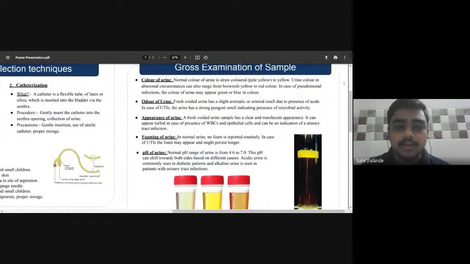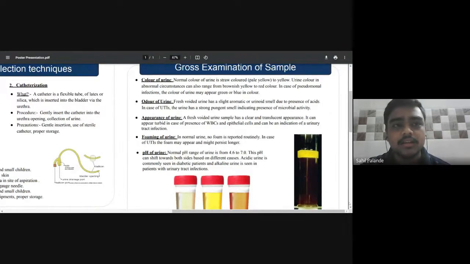My name is Sai Palande, roll number 7524, and I would be speaking today on the topic of gross examination of urine samples. So, the definition of gross examination is the initial visual examination of the urine sample, and this is mainly divided into the following types: color of urine, odor of urine, appearance of urine, foaming, and the pH.